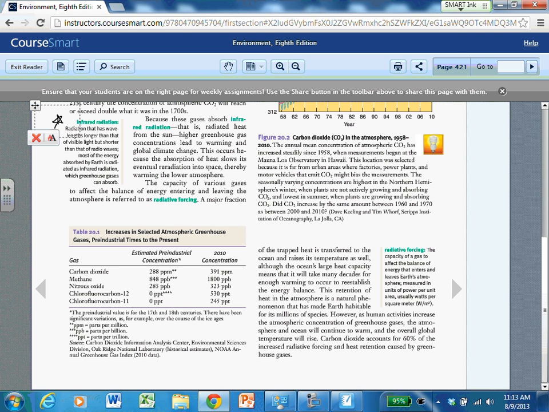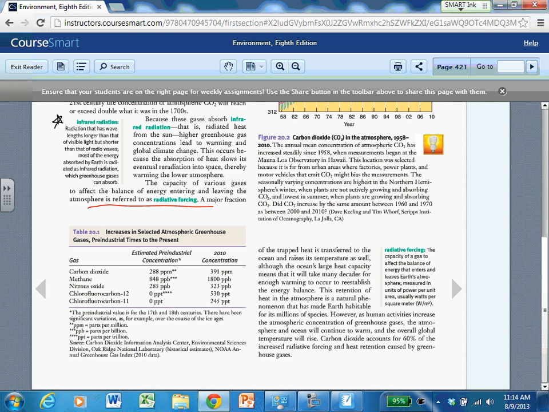See, even this little pre-read is giving your brain something of what's to come in the reading, which will then make what you actually read stick better. It talks about radiative forcing, the capacity of various gases to affect the balance of energy entering and leaving the atmosphere.